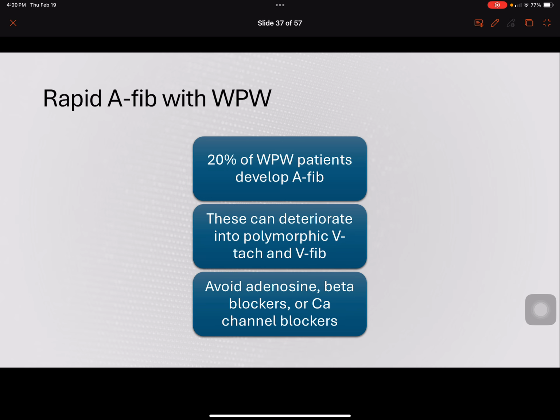Okay, so AFib with WPW. This is going back to what we were talking about earlier, that 20% of those WPW patients will develop AFib. And if they end up with AFib with RVR, they can deteriorate into fatal ventricular dysrhythmias, polymorphic V-tach and ventricular fibrillation. And VFib is an immediate cardiac arrest. So we really need to be careful, and we want to avoid in these patients some of the treatments that we commonly use, which are adenosine, beta blockers and calcium channel blockers.